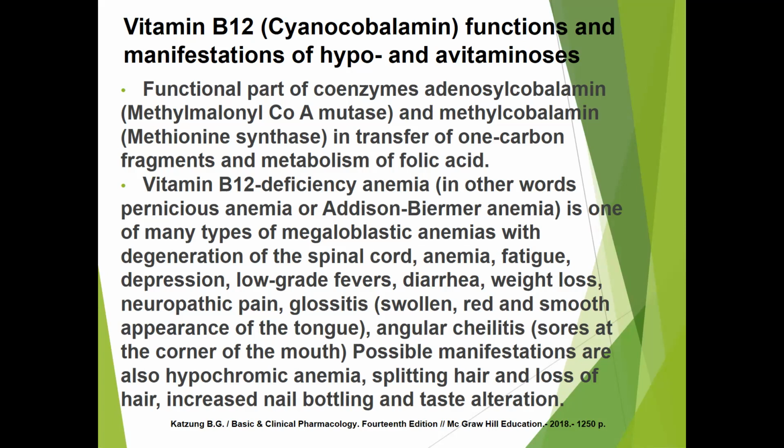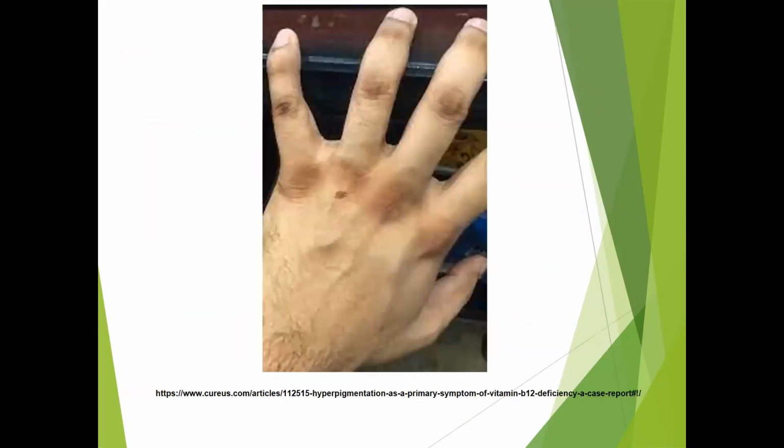That is the vitamin B12 deficiency anemia. That is the pernicious anemia. Addison-Biermer anemia is one of many types of the megaloblastic anemia, with degeneration of the spinal cord, anemia, fatigue, depression, low-grade fever, diarrhea, weight loss, neuropathic pain, glossitis, small and red and smooth appearance of the tongue, angular cheilitis, soreness of the corner of the mouth. Possible manifestations are also hypochromic anemia, splitting hair and loss of hair, brittle nails, and taste alteration.